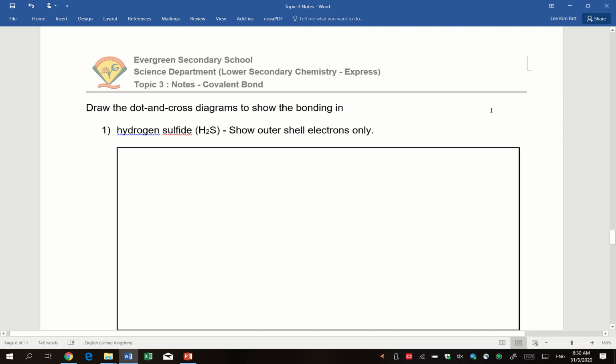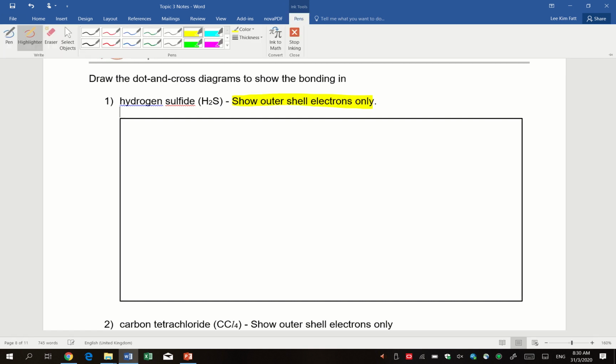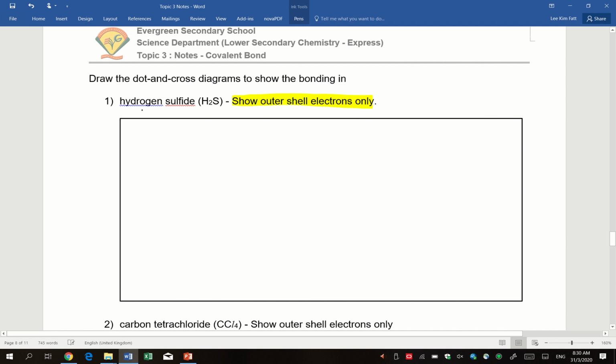Okay, today we'll continue from page 9 of your covalent bond notes. So, first example, we're looking at your hydrogen sulfide, H2S. Let's take a look at this question. So, check your answer. Now, we're looking at drawing the outer electron shells only. So, this is what I'm going to do.